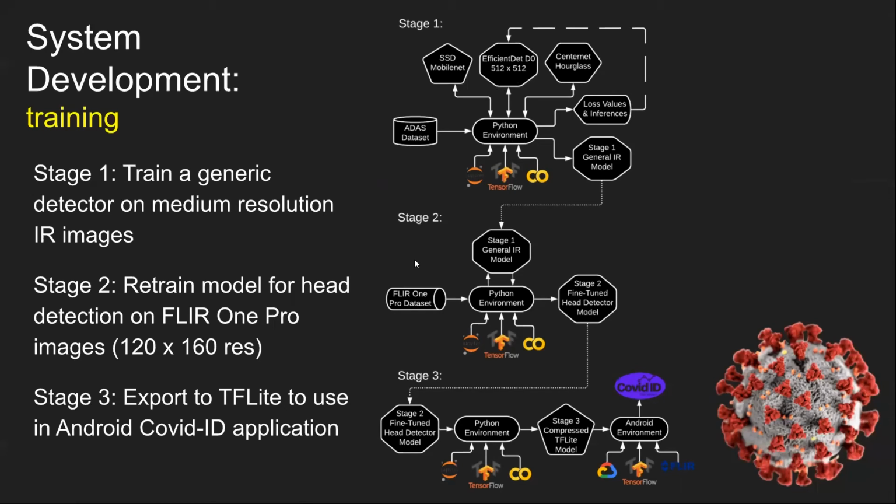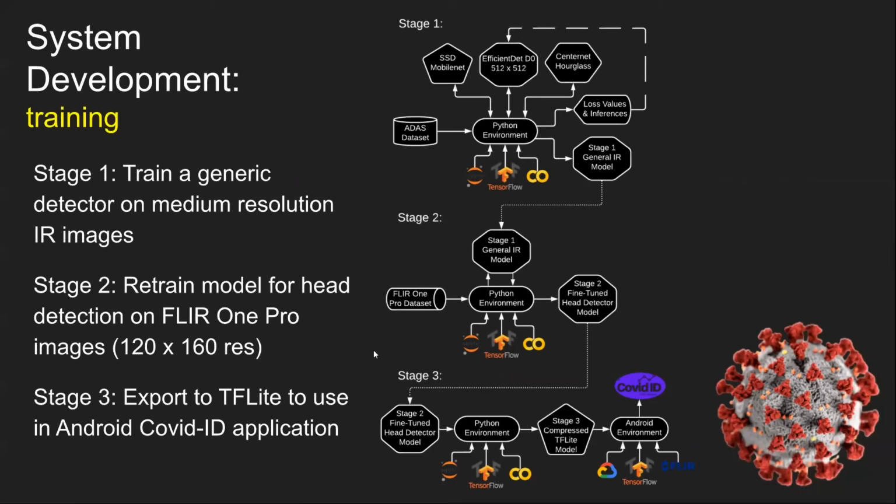In the second stage, the model was retrained to detect heads on a data set that the research team collected out in the field using the same FLIR One Pro infrared cameras that would be used on the deployed Android system. The head detector system was rigorously tested and found to have high accuracy, with an average precision of 95.6% and an average recall of 80.2%.